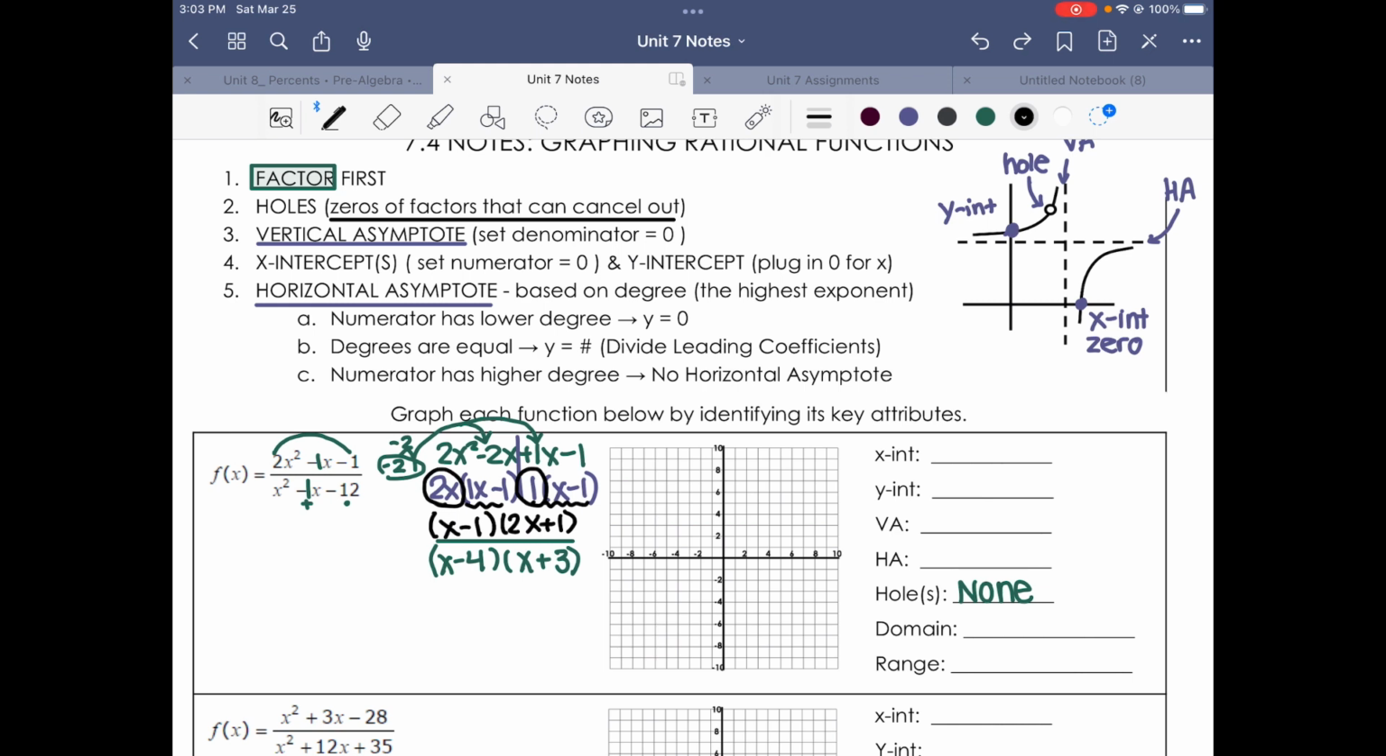Step 3 is the vertical asymptote. It is where we are going to set the denominator equal to 0, because you can't divide by 0 in math. So x is not allowed to be any value that makes the denominator equal 0. So I'm going to come over here on the left and write VA for vertical asymptote, and I'm going to set both parts of the denominator equal to 0. Which means x equals 4 and x equals negative 3 are my vertical asymptotes. So on my graph, I'm going to draw a vertical line where x equals 4 and negative 3.